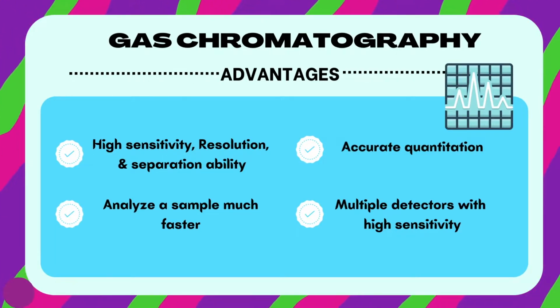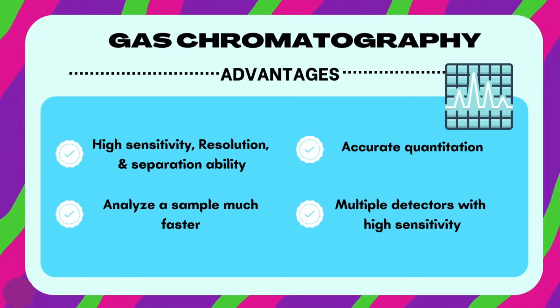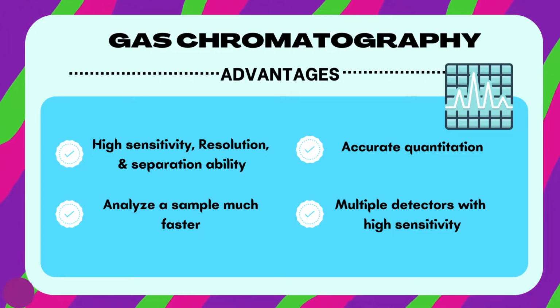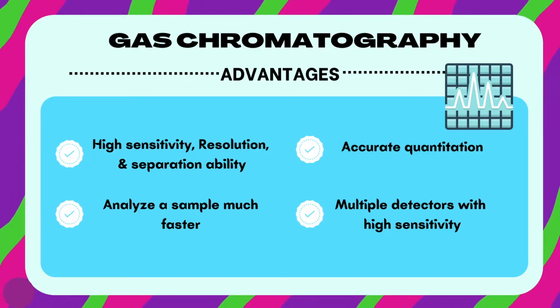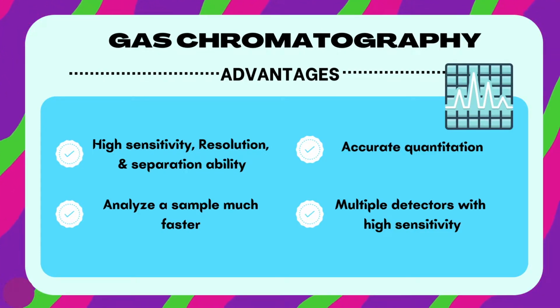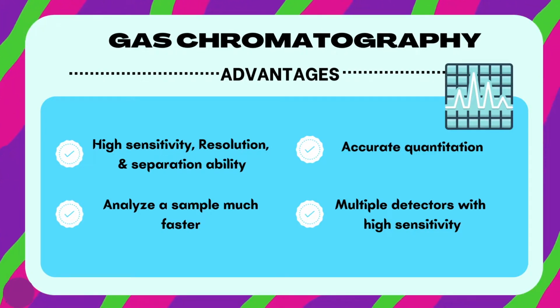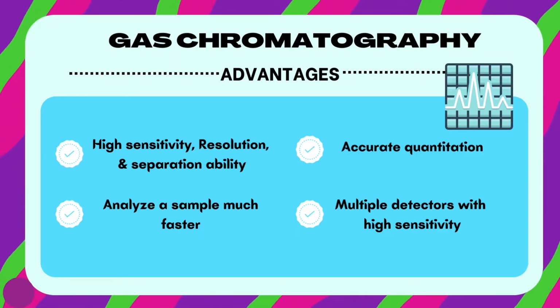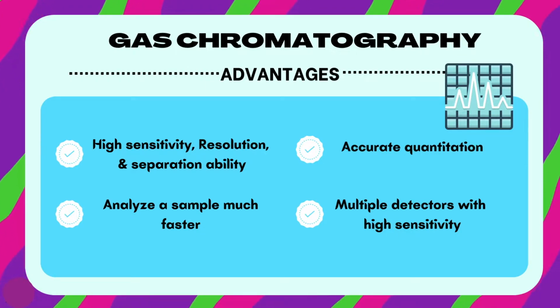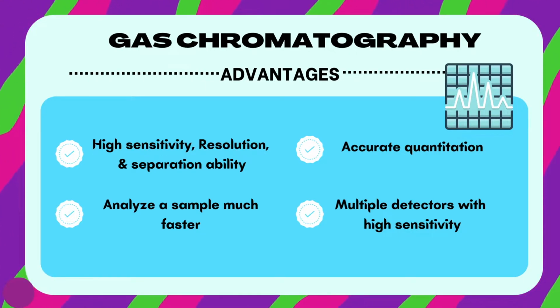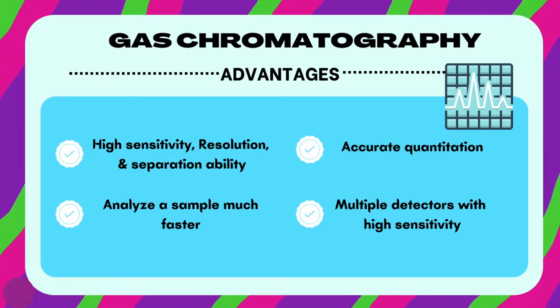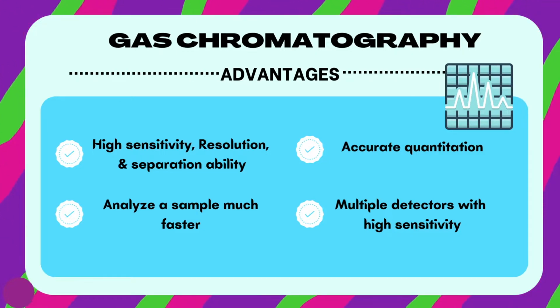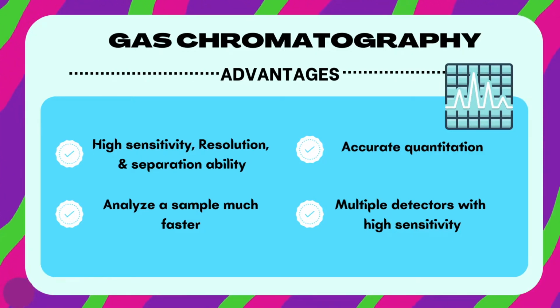The major advantage of gas chromatography is that it is high in sensitivity, resolution, and separation ability. This allows it to separate a wide range of volatile compounds. Due to its high efficacy, gas chromatography can analyze a sample much faster than other chromatographic techniques. It is also accurate in quantitation, as usually sharp reproducible peaks are obtained.